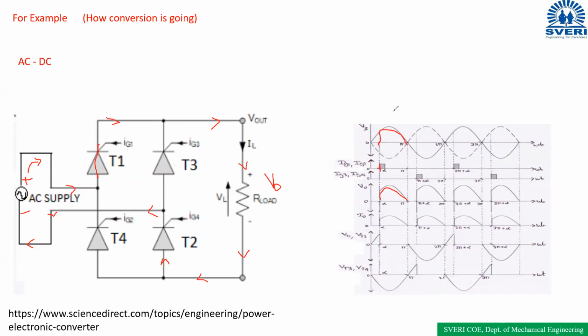After pi, the supply voltage goes to negative. Supply voltage goes to negative means now this terminal becomes positive and this terminal becomes negative. Are you getting the concept? Just get an idea. I'm not going in depth step by step. Clear?